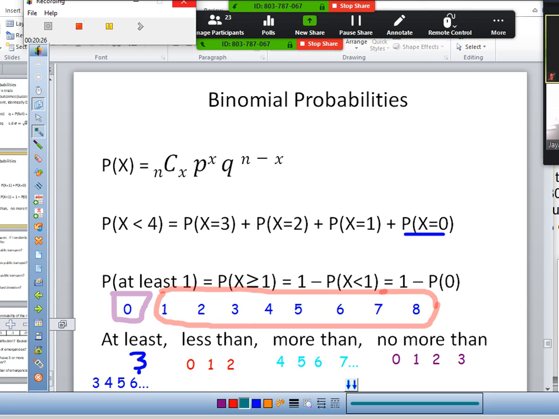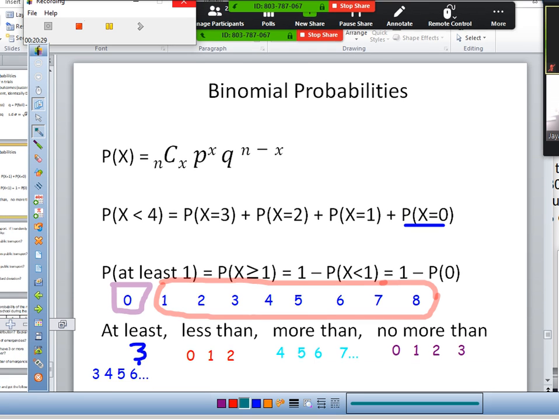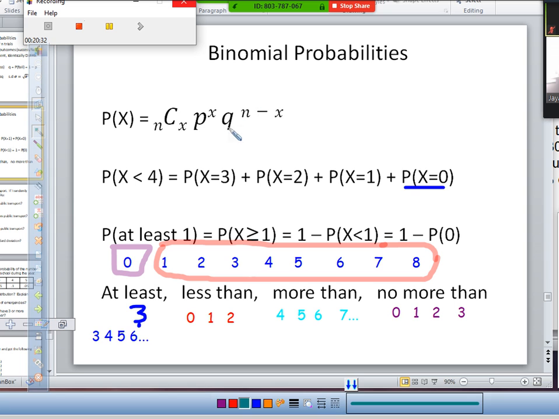So for binomial probabilities, I could ask you for just the probability itself, or I can ask you something like the probability that x is less than 4. Less than 4 means you have to add up 3, 2, 1, or 0. Don't forget 0. 0 is the hero. You can always have 0 successes. And it's or, so ors you add. You add the probabilities.